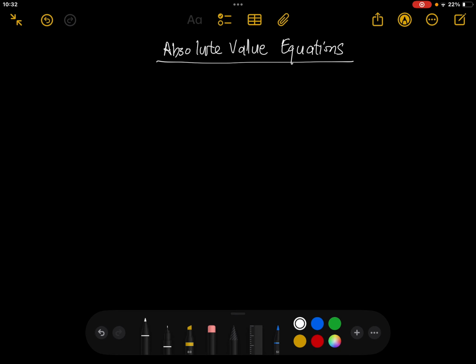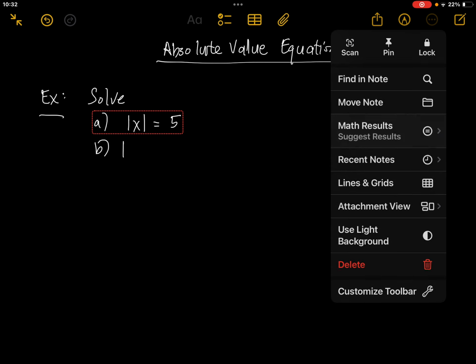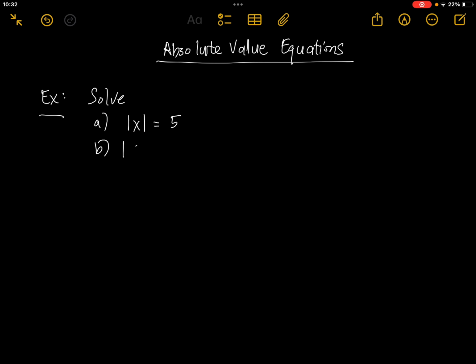In this video, we're going to solve some absolute value equations. So here's an example. Solve: A, the absolute value of x is equal to 5. B, the absolute value of 4x plus 6 is equal to 2. And C, the absolute value of 4x plus 6 is equal to negative 2.